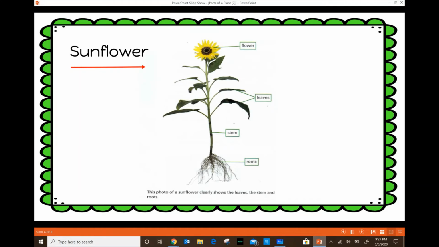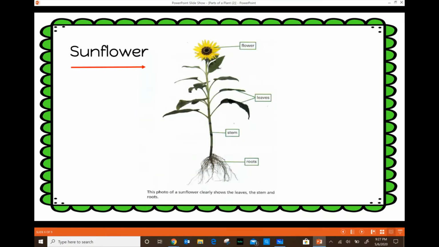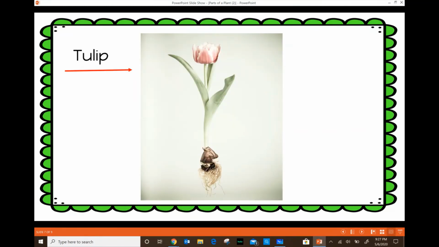Here we have a sunflower, and you can see at the bottom, you can see the roots. And the roots look like little hair or strings. And that's the part that we cannot see because it's underground. Then we have the stem, and the stem is the stick that's holding it up. We've got the leaves there, and we have the flower on top. That's a sunflower.